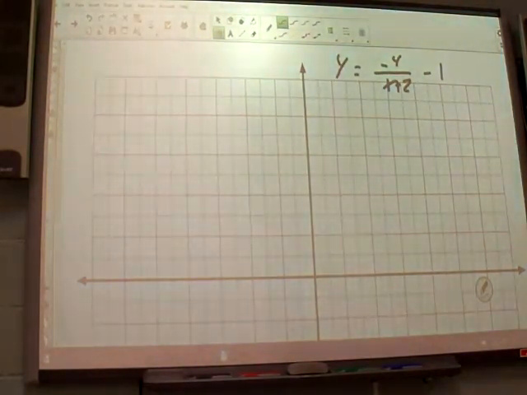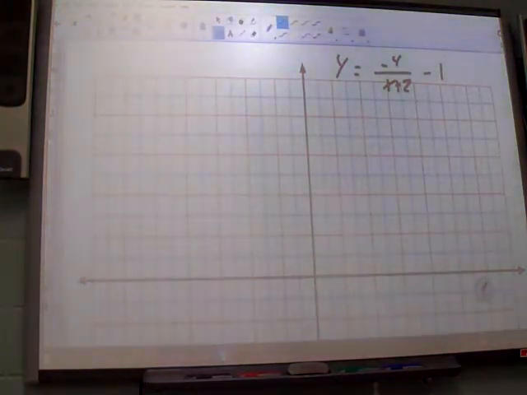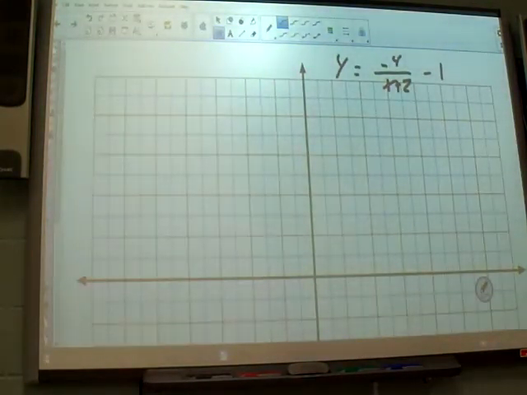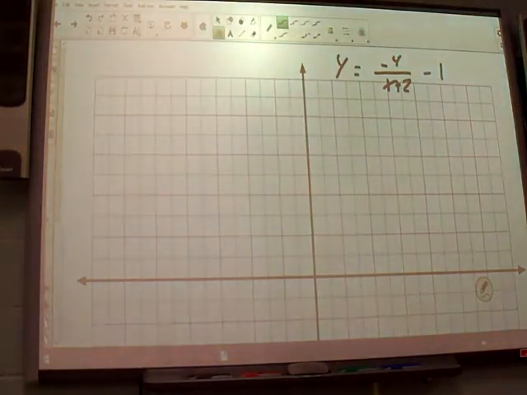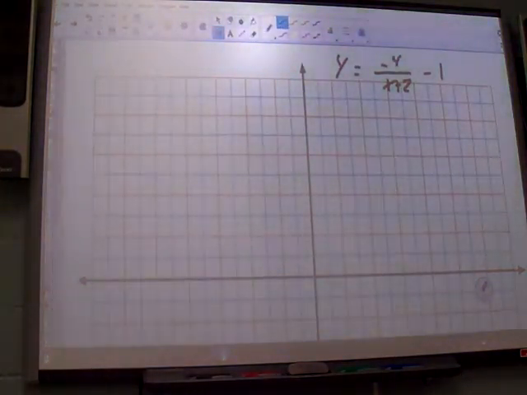All right, write that down. That says y equals -4 over x plus 2 minus 1. That minus 1 is stuck on the end of the whole fraction.